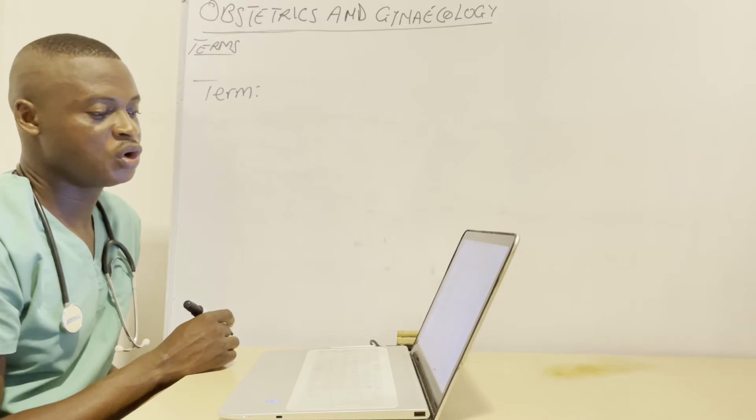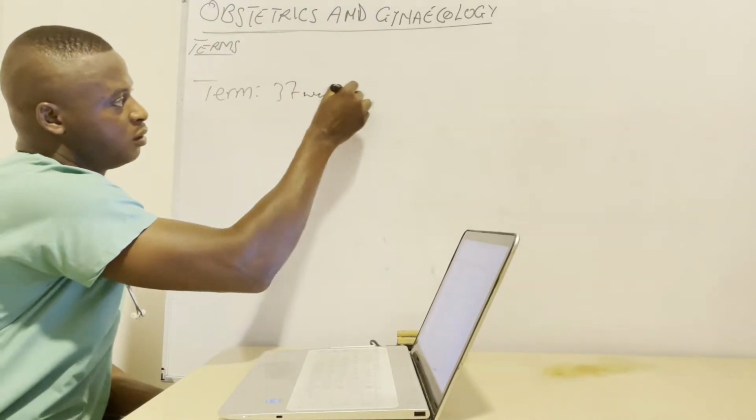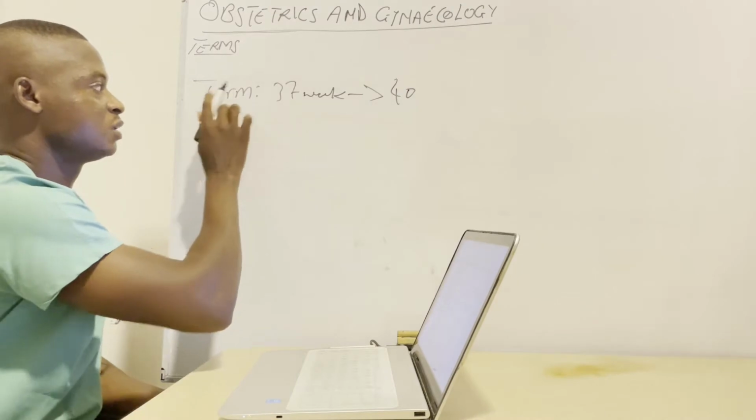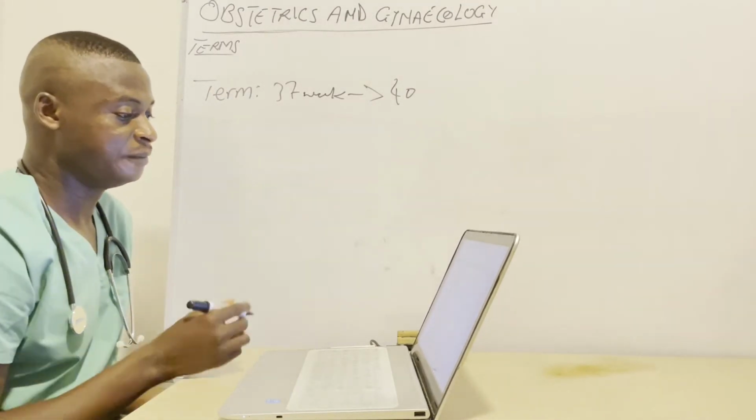All right. Now, 37 completed weeks or 38 to 40 weeks of gestation is said to be the normal end of pregnancy. So from 37 weeks to 40 is termed as normal, and that is what we call term. So the fetus is a term.